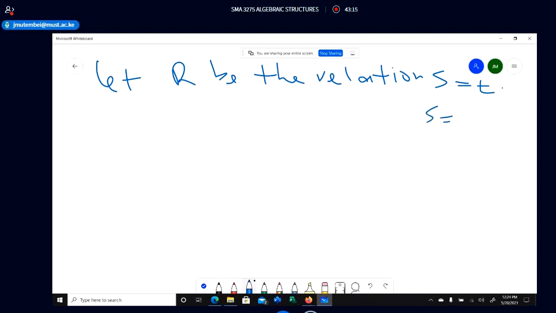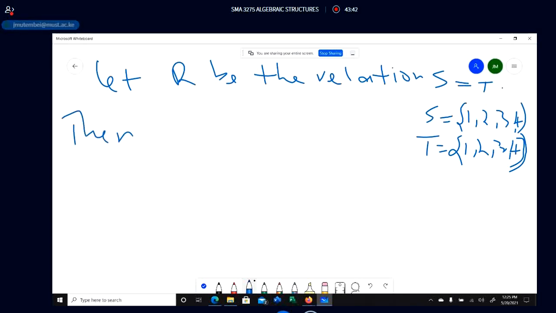Remember our S was the set 1, 2, 3, 4. T was also the same set 1, 2, 3, 4. Those are our two sets. S is equal to T. This is capital T. So then, the relation R will comprise ordered pairs (s, t), small s, small t, such that s is equal to t.